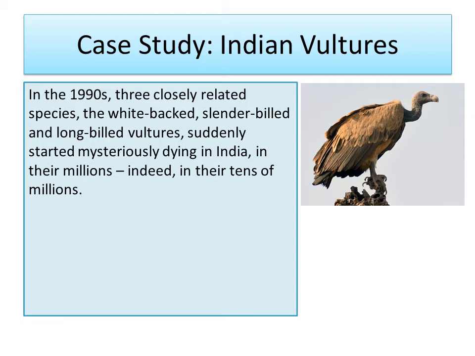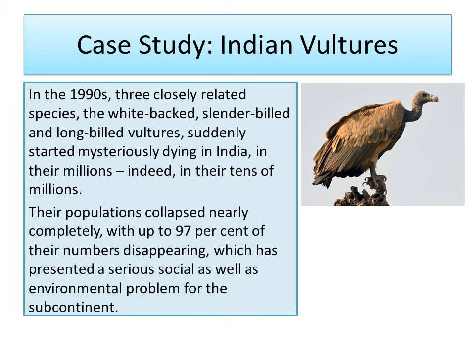Three important species of Indian vultures started to go into serious decline in numbers in the 1990s, and in fact their numbers declined so much that they fell by up to 97%. This obviously caused a huge amount of concern because there was a worry about the potential for extinction and the effect on biodiversity, but it also had a huge knock-on effect in the balance of the ecosystem and also effects upon the social structure of India.